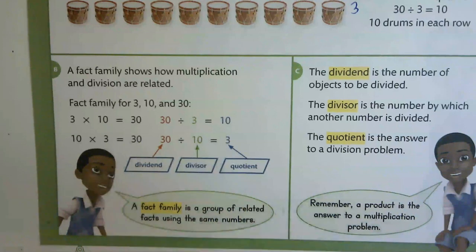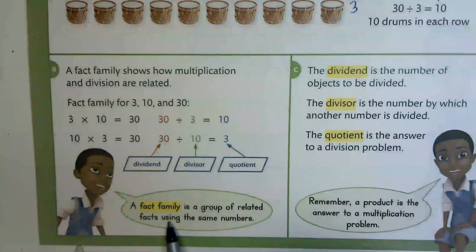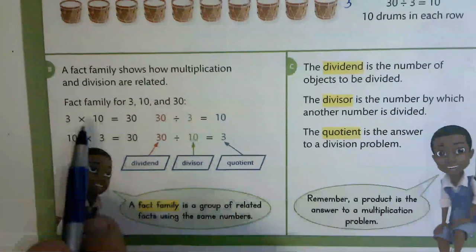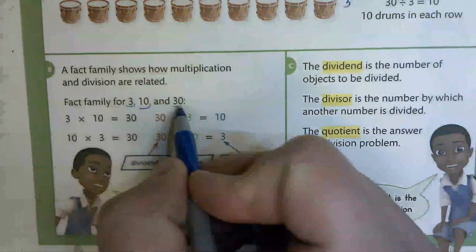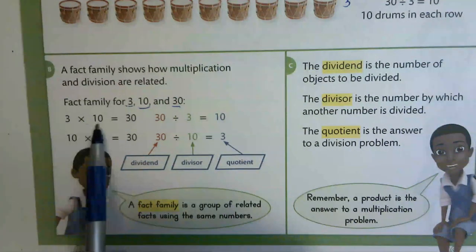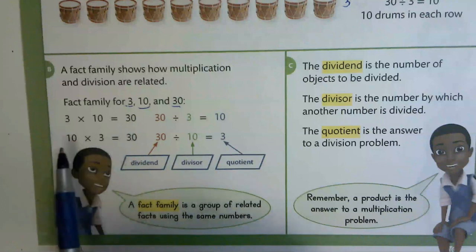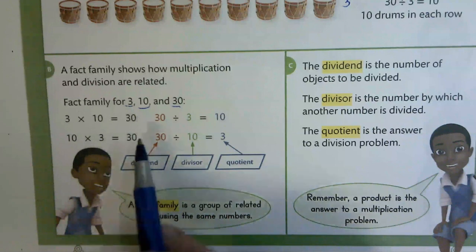All right. Now take a look over here. It says a fact family is a group of related facts using the same numbers. So our fact family for 3, 10, and 30. Well, I can do a multiplication problem. 3 times 10 equals 30. And then I can flip these around. That's the commutative property. It tells me I can flip these around. So 10 times 3 is going to give me the same answer, 30.